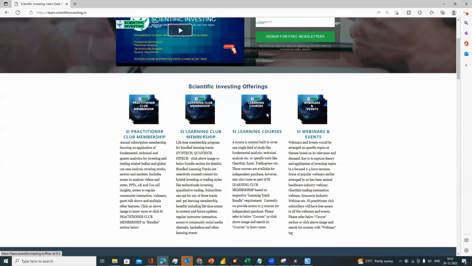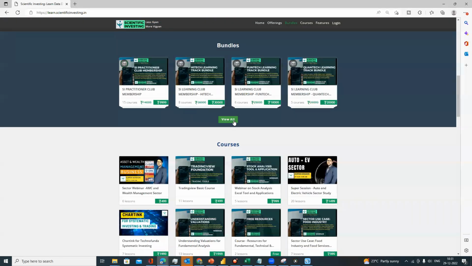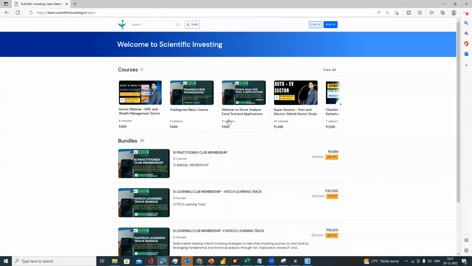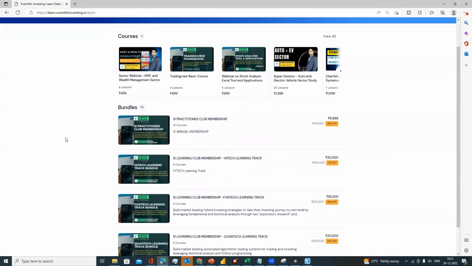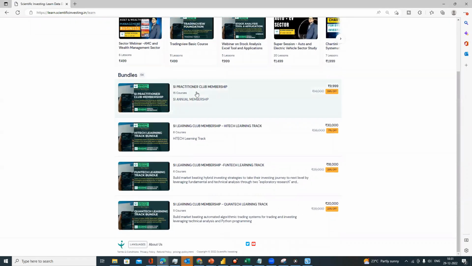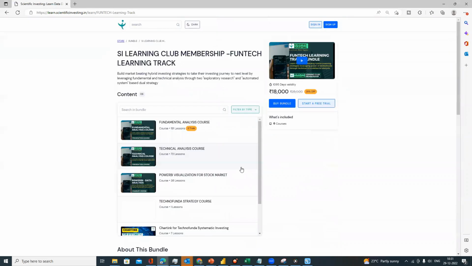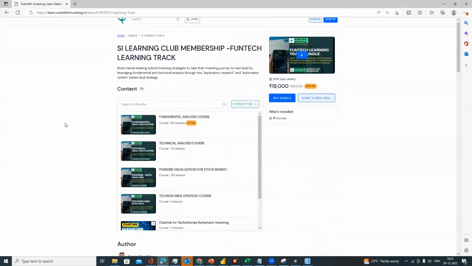A bundle is a group of courses combined together in a very structured and sequential manner to learn a hybrid investing skill. And here we have two offerings in bundle: something called a learning track, and something called a membership. QUANTECH, FUNTECH, and HITECH are the three learning tracks we have, and Practitioner Membership is the membership we have. Now again, let me highlight the difference between a learning track and a membership.